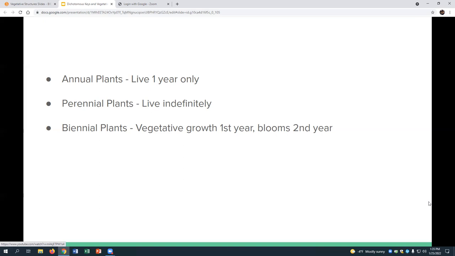Finally, biennial plants are kind of perennial plants, but they have a very specific life cycle where they have vegetative growth the first year, and then they bloom the second year. So they have different types of growth depending on where they are in the progression. And this does make life a little difficult sometimes for identification. If you have a plant that looks one way if it's 1 year old, but a different way if it's 2 years old, that's something you need to be aware of. So that's one of the kinds of variation we will see as we're looking at plants around us.